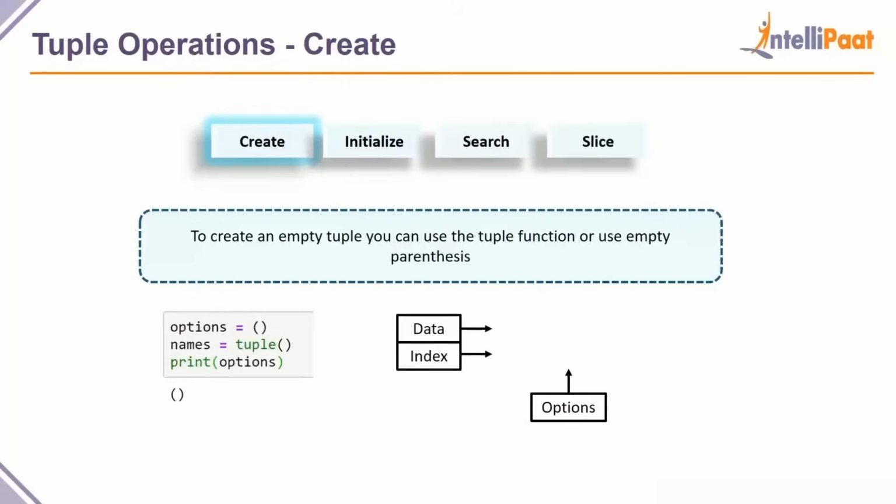In the code, we have options equals to an opening parenthesis and a closing parenthesis. That's basically how you can create an empty tuple. Parentheses are not important to create a tuple, but since we're creating one that's empty, we have to use them. Then there's names. Names is another tuple that we're creating, but we're using the tuple function, where you type the word tuple and then we're calling the function.